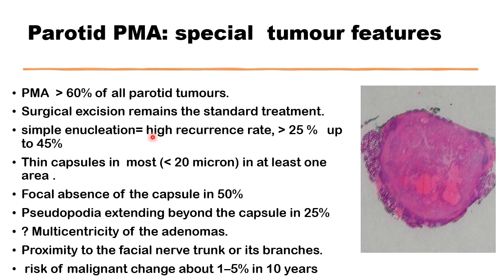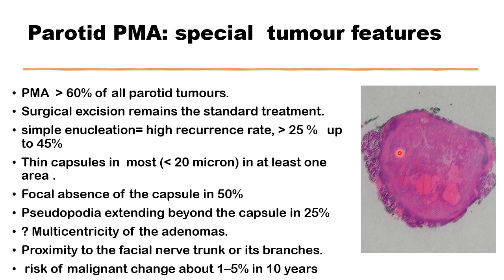The oldest was the simple enucleation, which yields a very high recurrence rate in excess of 1 in 4 and up to 45% in some old series. The capsules of these tumors is in most cases very thin, less than 20 microns, in at least one area of the tumor. The focal absence of a capsule is found in about 50% of the histological specimens of excised tumors. Half the excised tumors had at least one part of the capsule absent.